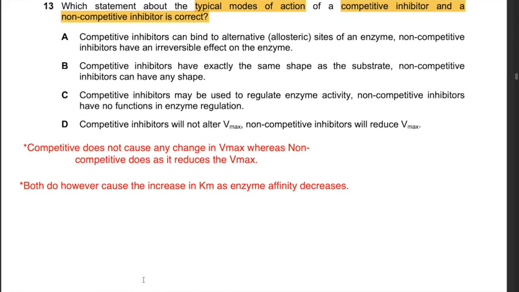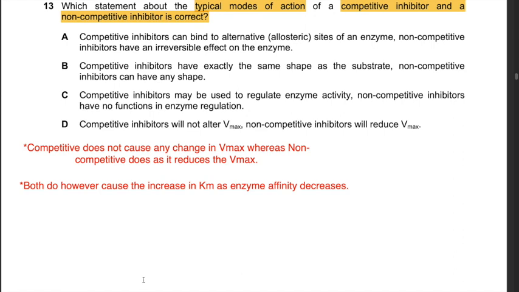Question 13. Which statement about the typical modes of action of a competitive inhibitor and a non-competitive inhibitor is correct? A key thing you should remember is that competitive inhibitor does not cause any change in Vmax, whereas non-competitive inhibitor does, as it reduces the Vmax. Both do, however, cause the increase in Km as enzyme affinity towards the substrate decreases. Therefore, if you go through the answers A, B, C and D, the correct answer is D.